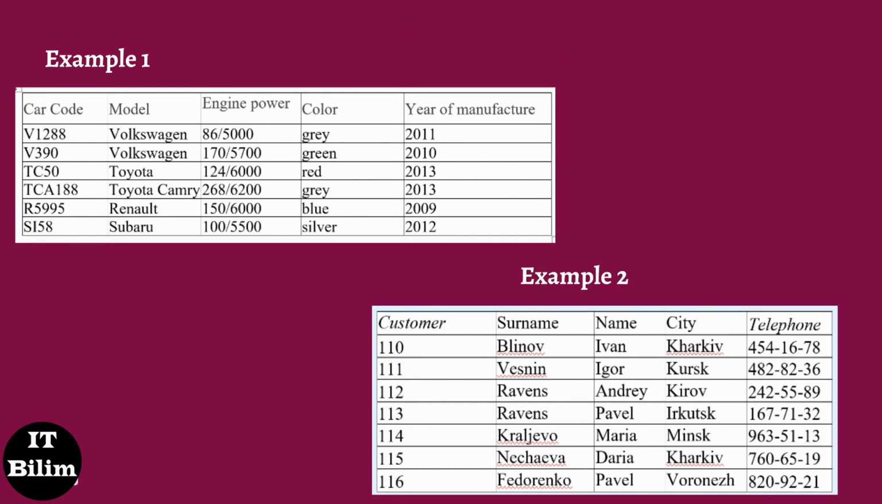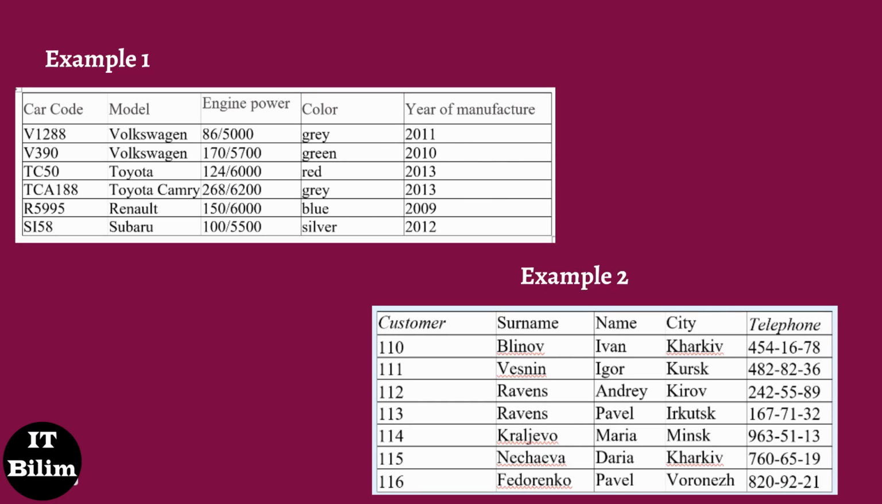Example 1. The vehicle information table requires you to store information about vehicle models, horsepower, body color, and time of manufacture. Each car is characterized by its own code. Determine the structure of the table. Solution. The listed data will form the fields of the table. Thus, fields, columns, car code, model, engine power, color, year of manufacture can be defined in the table.